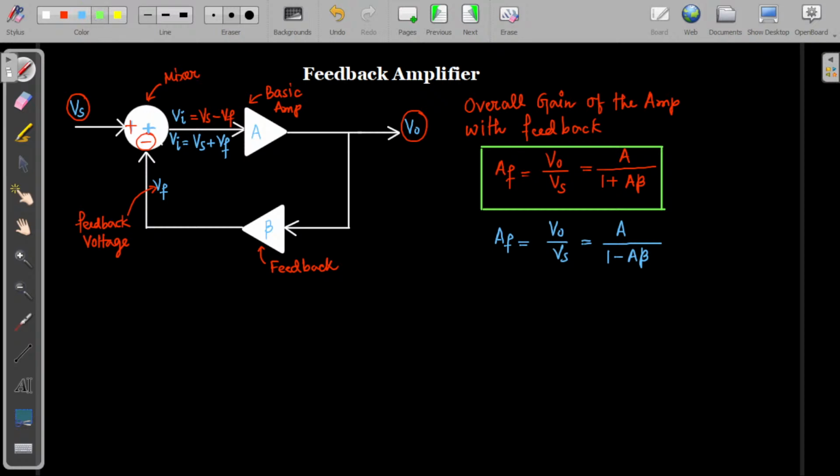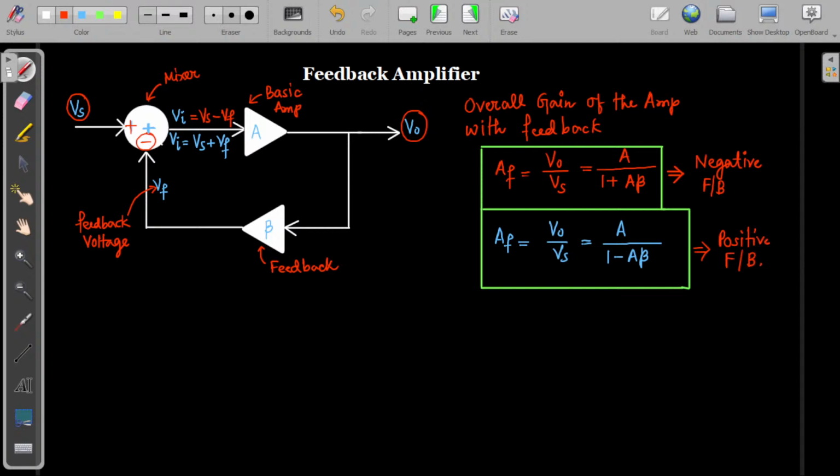So this is how the overall gain varies with the type of feedback. If we use the positive sign at the feedback, then that is positive feedback. So that means this formula will be for the negative feedback. We have already discussed what is negative feedback in the previous class. So negative feedback, and this formula is for the positive feedback. Positive feedback. Okay, so we have already discussed this thing.